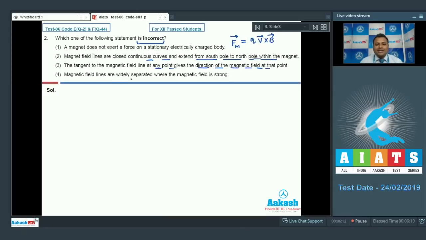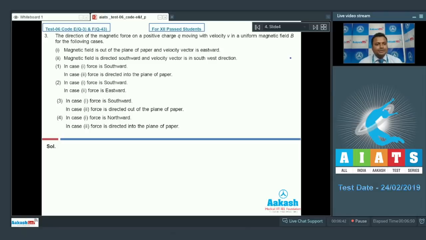Magnetic field lines are widely separated where the magnetic field is strong. Now, that doesn't seem correct because the density of field lines tells about the strength of field. If more density, then strength will be high. If less density, then the strength of magnetic field will be weak. Now, option number 4, we can say that is incorrect. So, we will go with option number 4. Now, let us proceed to the next question, that is question number 3.